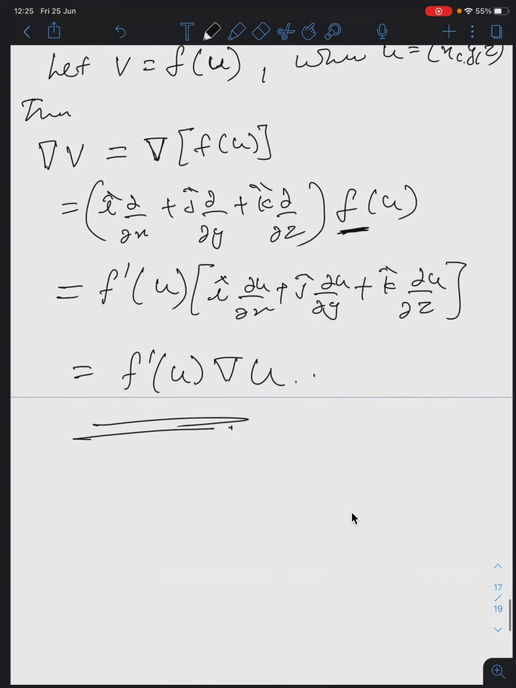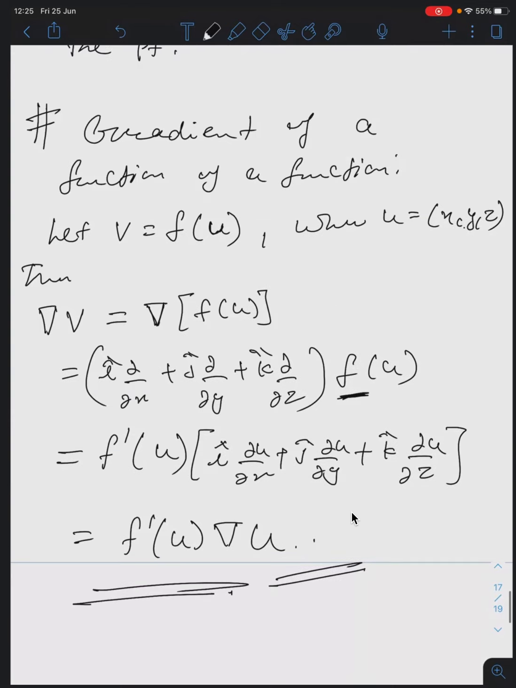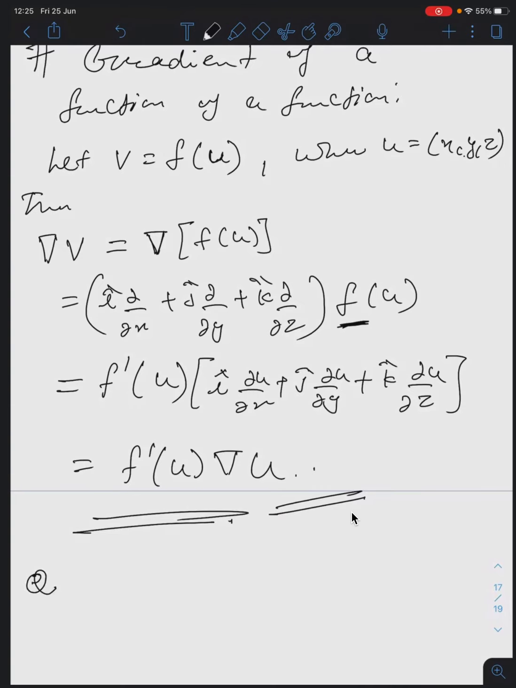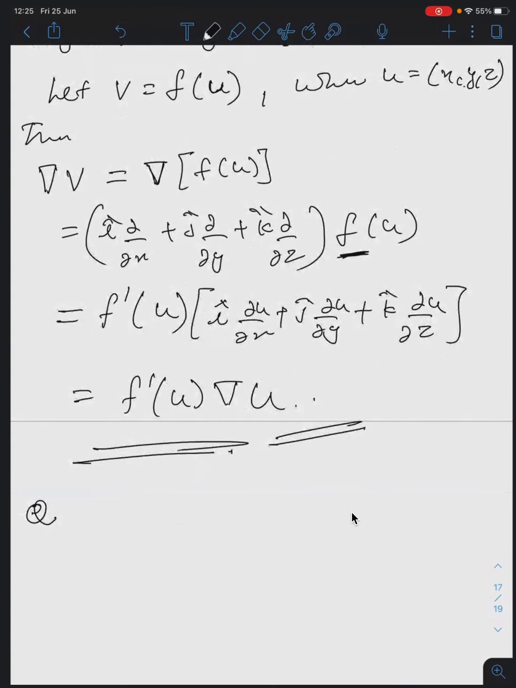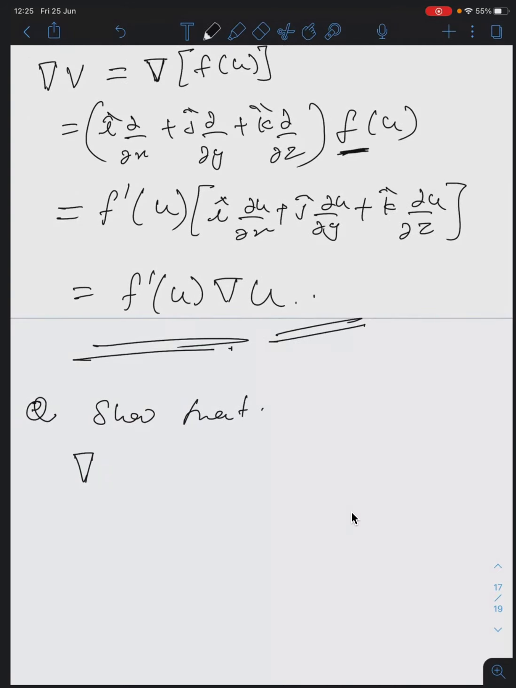Here I'll give one example related to the last one. Then in the next class, we'll continue the problems related to the above topics. Let me prove this one with an example. You need to show that when you apply gradient of f of r, it is equal to f dash of r into R bar by R. This is not a dot product, this is just multiplication.